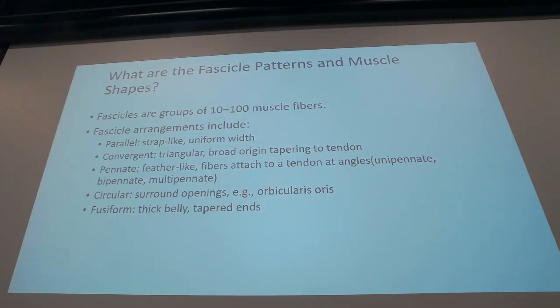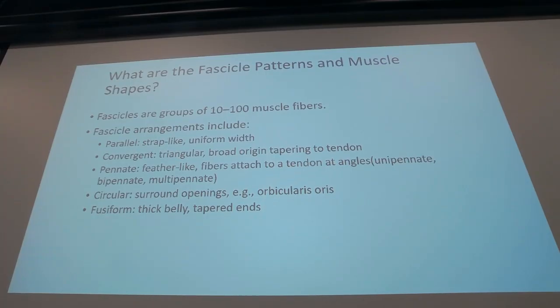If the fascicles are arranged like a feather, this fascicle will be called pennate. So you have a tendon in the center, and you can have fascicles arranged like a feather. So you can have it only on one side, in this case, unipennate. If you have it on both sides, it will be bipennate, and multiple sides will be multipennate.